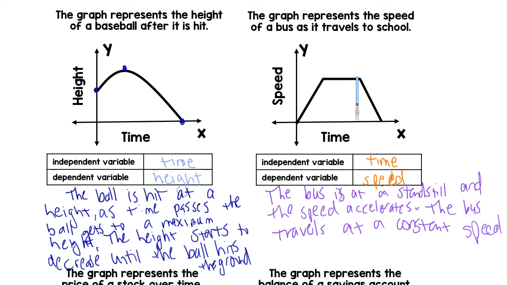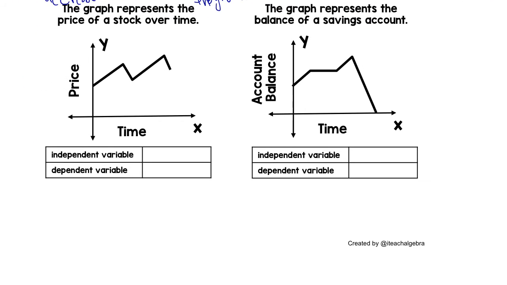And then its speed decreases. That means it slows until it stops. So when Y is 0 again, the speed is 0 and the bus is stopped. Just a few more here. This graph represents the price of the stock over time. Well, that means independent variable is X, and that's time. Dependent variable is Y, and that's price.